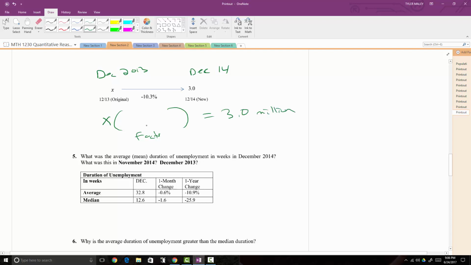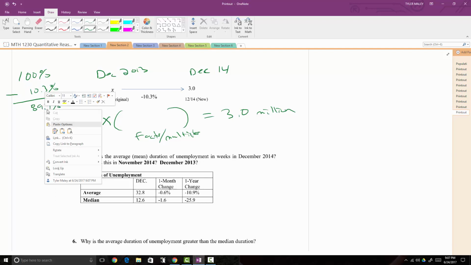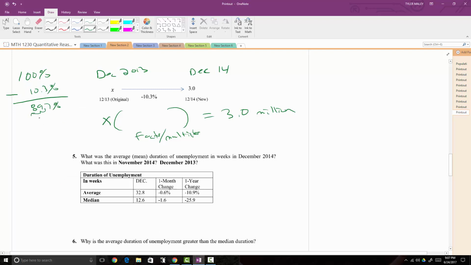So I need to figure out what the factor or the multiplier is, right? So again, I start with 100%, but I went down 10.3%, right? So if I take 100 minus 10.3, that gives me what, 89.7%? So if we change this into a decimal, I would move the decimal over twice, we get 0.897. So that's what goes here.